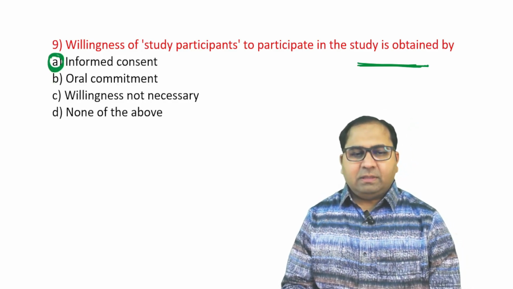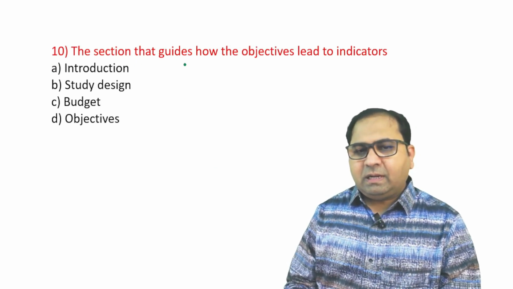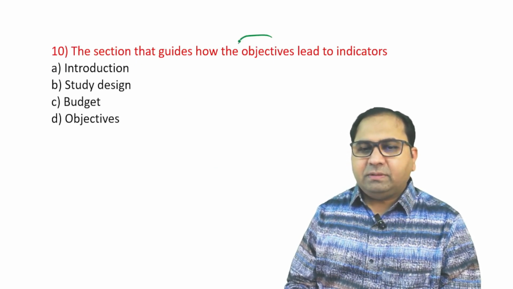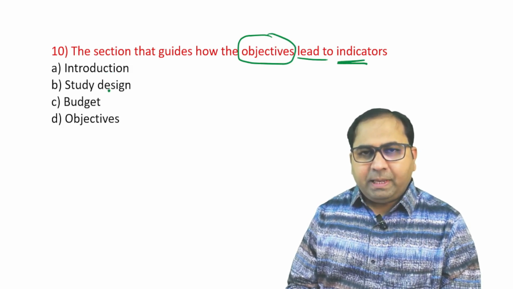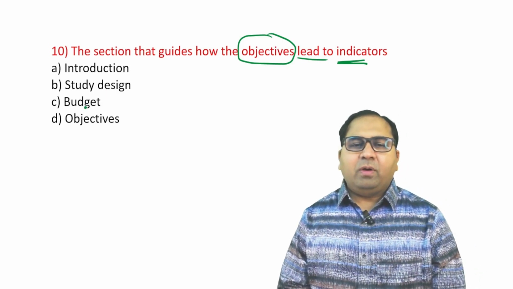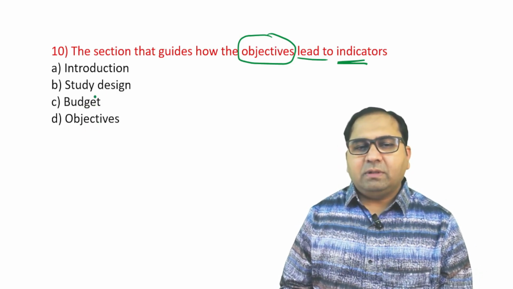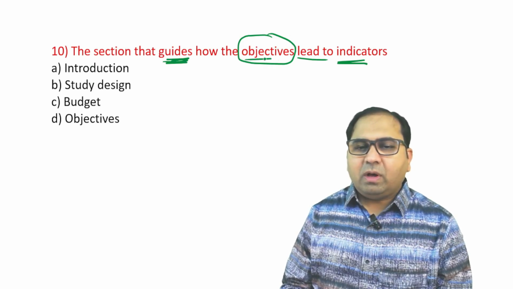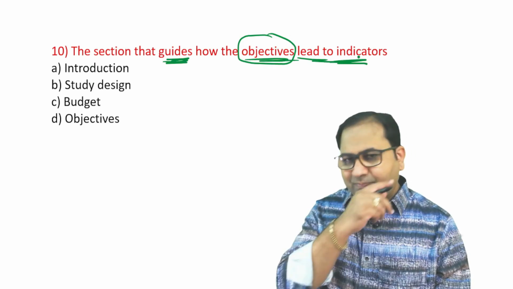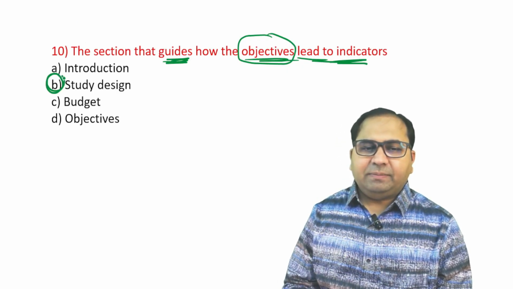Informed consent. Then next question. The section that guides how the objectives will lead to the indicators. Options are A, through the introduction, B, through the study design, or C, through the budget, or D, through the objectives. So which is a section that guides how the objectives lead to the indicators? The answer for this question is B, study design.